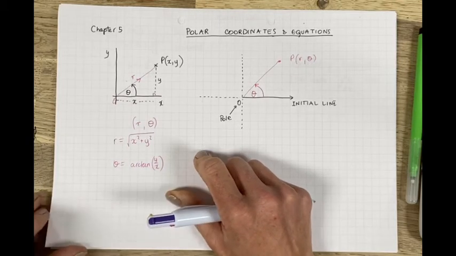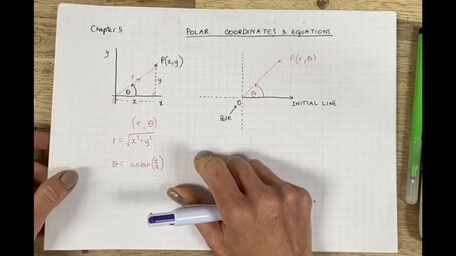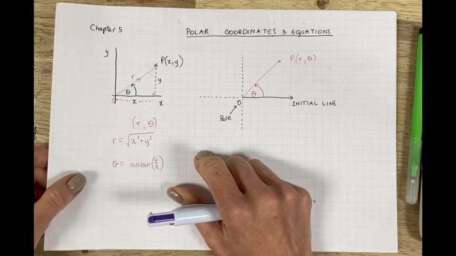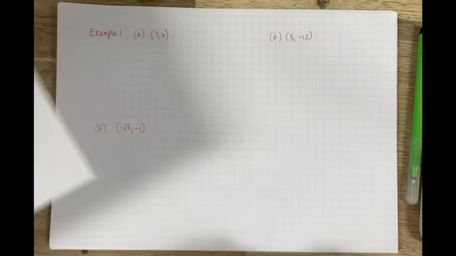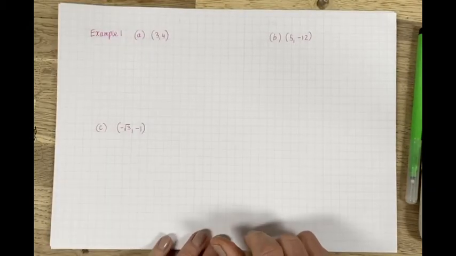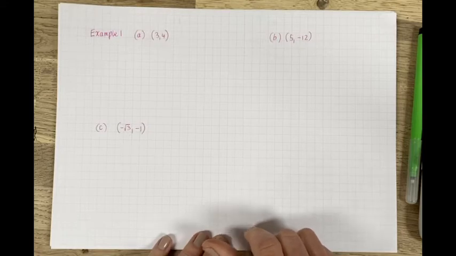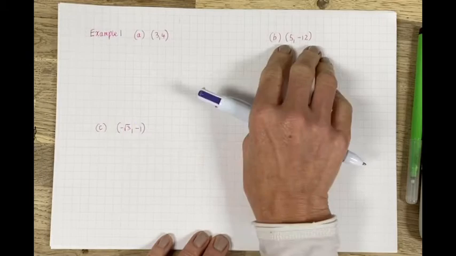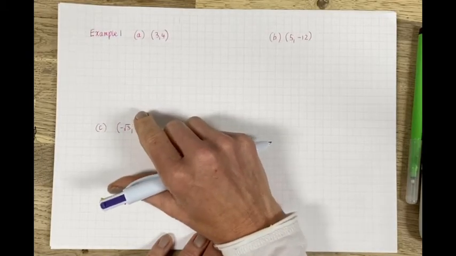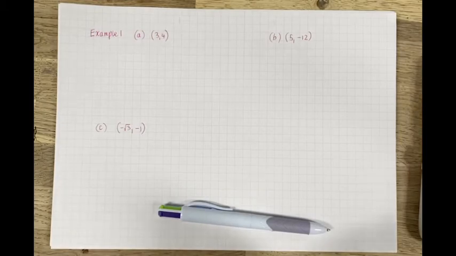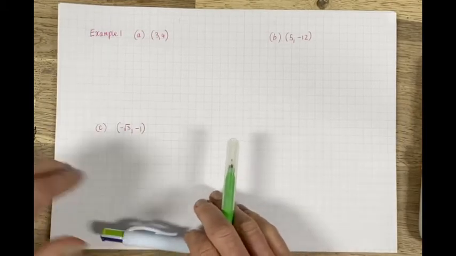The first section of the chapter is really for you to get used to carrying out that interchanging, so changing from polar coordinates to Cartesian and from Cartesian to polar coordinates. In this example, we've got three different points. These are Cartesian coordinates, so we are going to find the same positions in polar coordinate form.